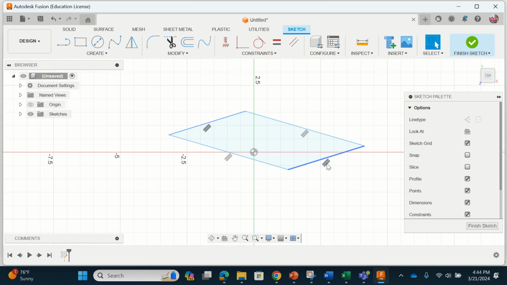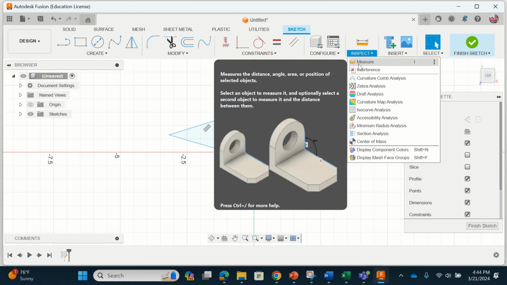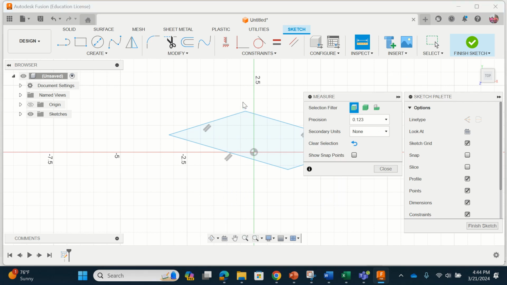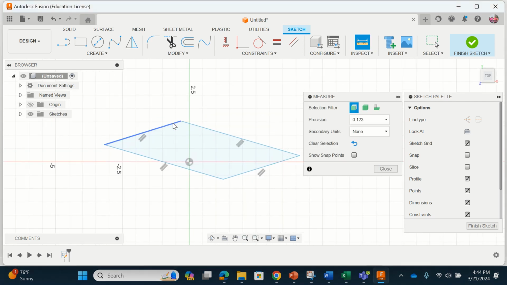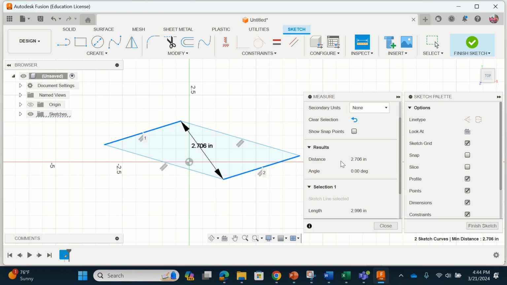So among those is that opposite sides are congruent or have the same measure. I'm going to use the drop-down menu here where it says measure, and this will simply bring up a kind of ruler where Fusion will measure the side lengths for me. If I click on opposite sides, you'll notice that Fusion will measure them and that they have the same measure.